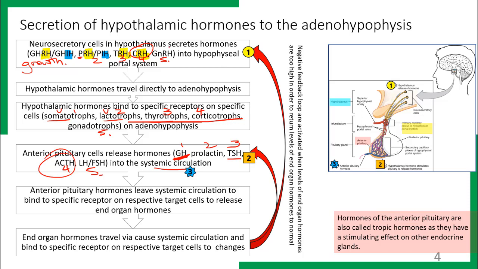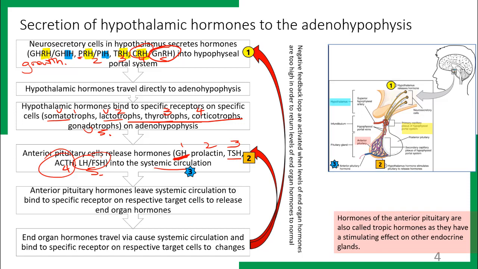And then the last one is gonadotropin releasing hormone, GnRH, which binds to receptors on gonadotropes. Gonadotropes then release the hormones LH and FSH, luteinizing hormone and follicle stimulating hormone. They then get released into the systemic circulation and bind to their specific receptors on reproductive tissue, which then does its bit. So you've got the link between the hypothalamic hormones, the adenohypophyseal hormones, as well as the endocrine hormones over here.